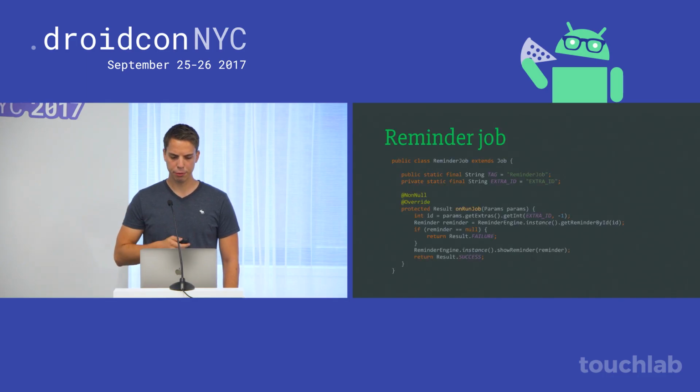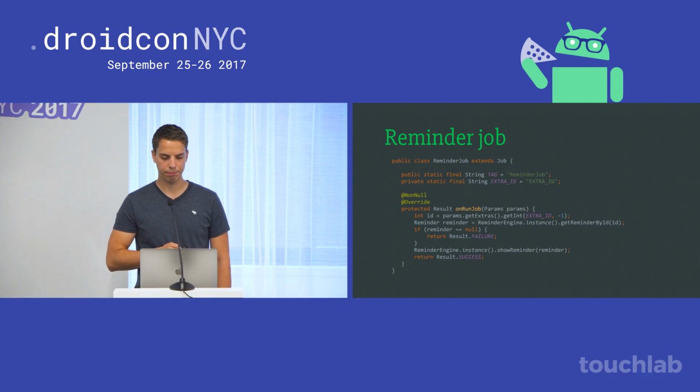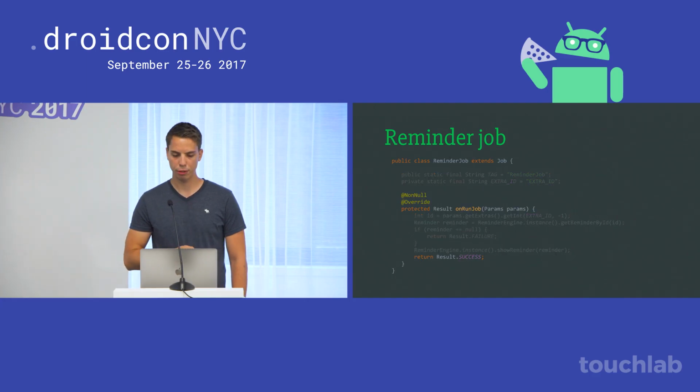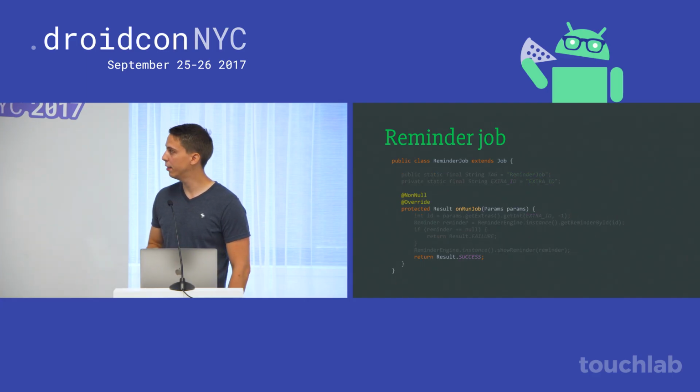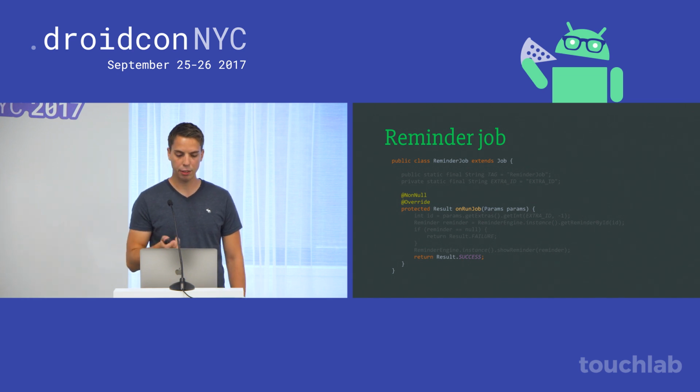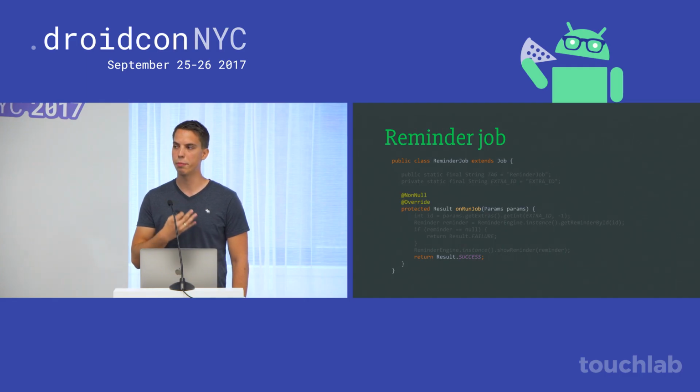So let's start with the reminder job again. With the job library, what you need to do is extend the job class, which we see at the top, and then you have to override one method, and that's the onRunJob method. This method, again, is already called on a background thread for you. A wake lock is automatically acquired for you so that you can just start doing your work. And in the end, you return a result.